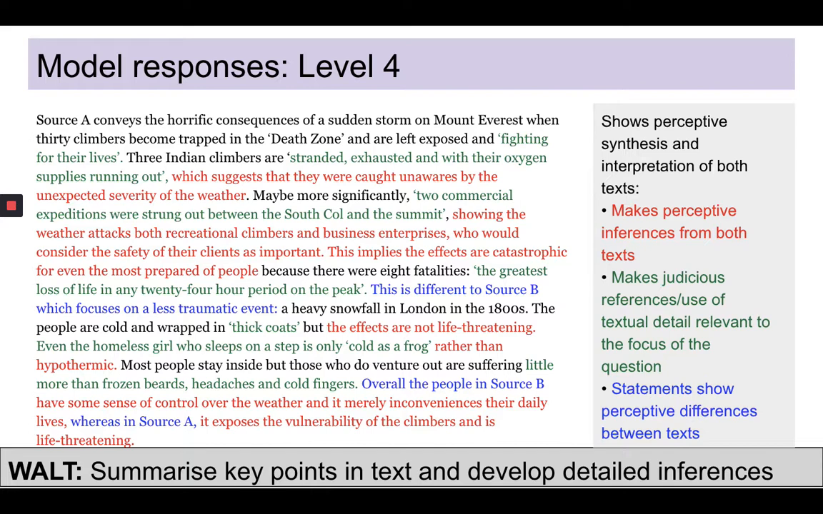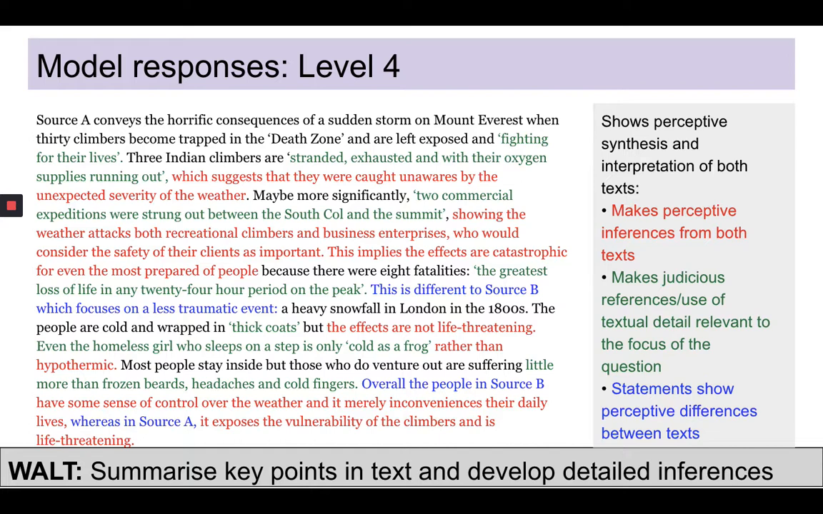Most people stay inside, but those who do venture out are suffering little more than frozen beards, headaches, and cold fingers. Overall, the people in source B have some sense of control over the weather, and it merely inconveniences their daily lives, whereas in source A, it exposes the vulnerability of the climbers and is life-threatening.